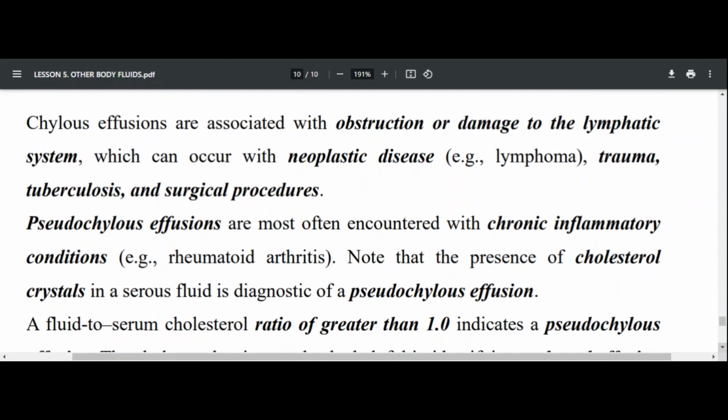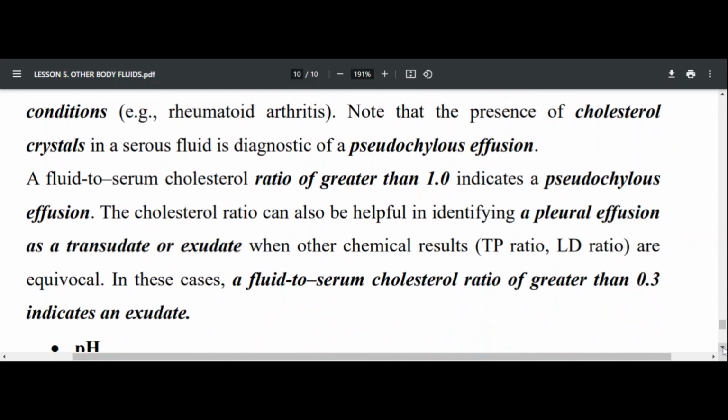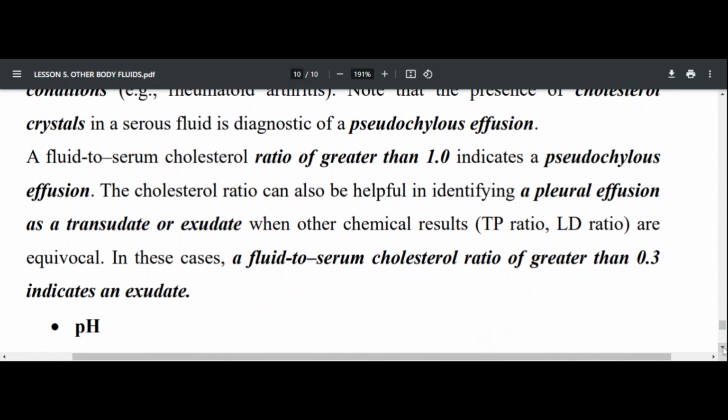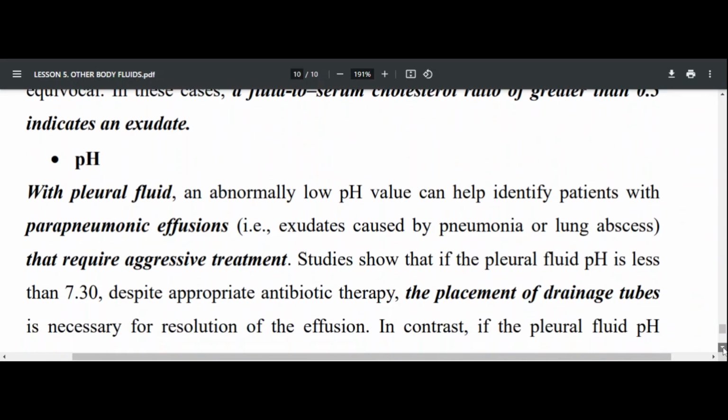So chylous effusion can be associated with different causes. For example, we have talked about neoplastic disease, obstruction of the lymphatic system, and tuberculosis, and so on. Whereas pseudochylous is caused by many chronic inflammatory conditions, for example rheumatoid arthritis. So that's how we can use these lipids to classify between pseudochylous and chylous. And then finally we have pH.